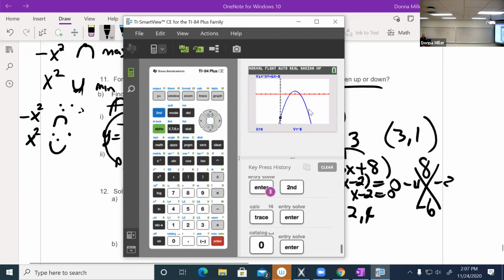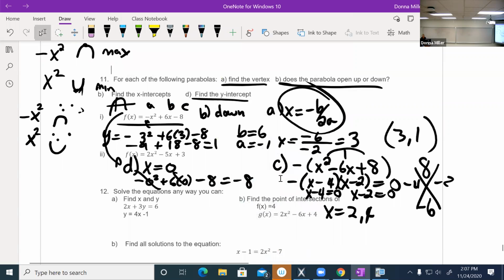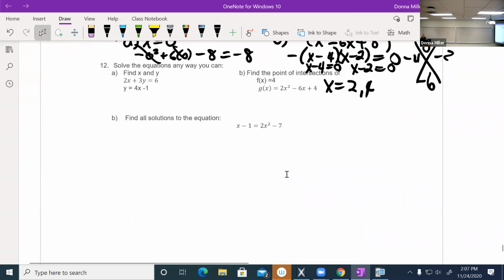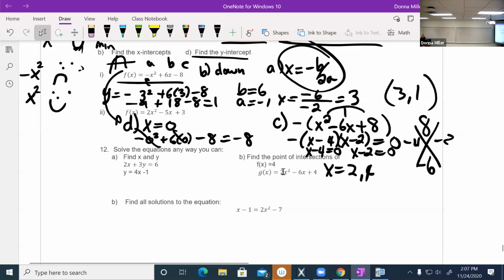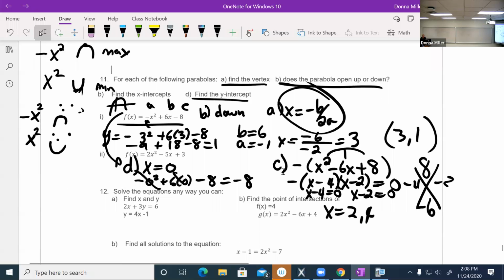You need to be able to see the vertex and the zero, so you may have to adjust your window, okay? All right, is that okay? All right, so those are graphing quadratics. All right, so now let me put that up there for a second. Okay. All right, I'm going to clear this.